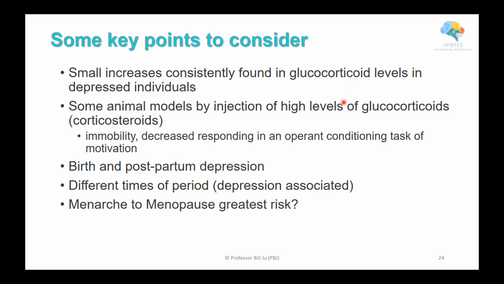In fact, although we don't have a genetic model organism, if we want to induce depression, we can actually induce different features of depression by injecting high levels of glucocorticoids, specifically corticosteroids. If we inject them into animals and we wait a little while, they will stop moving around as much.